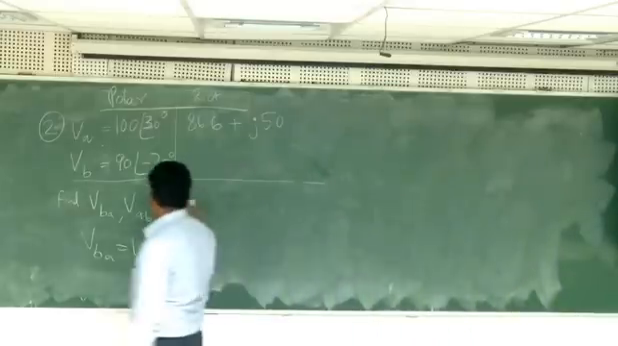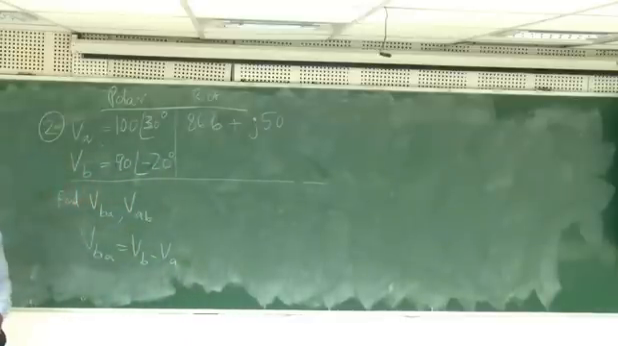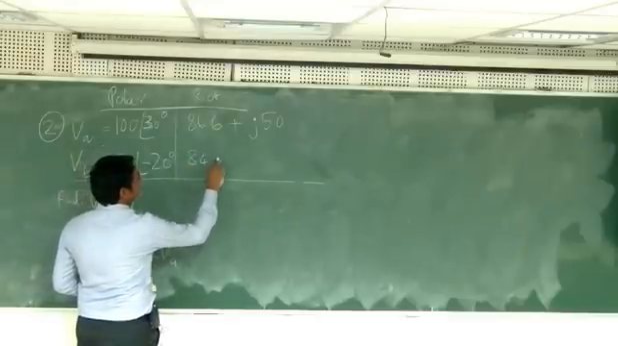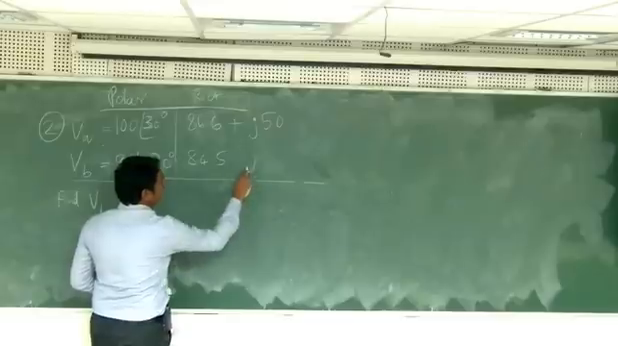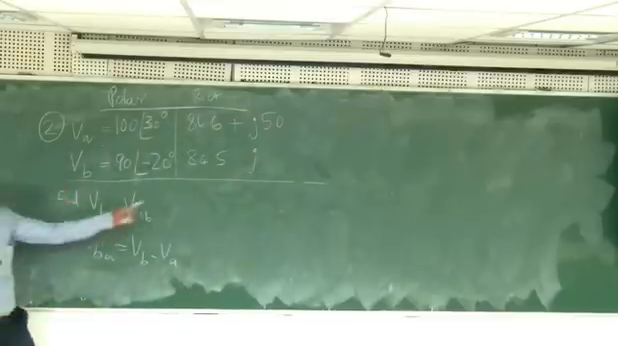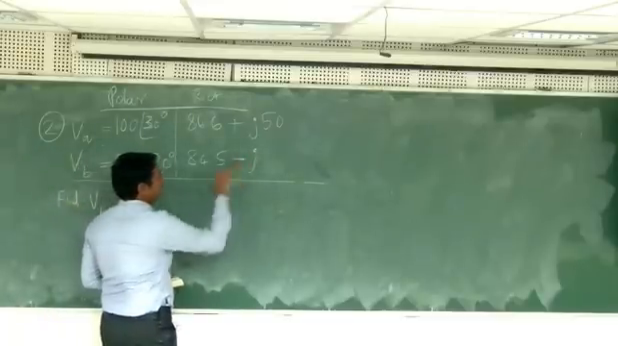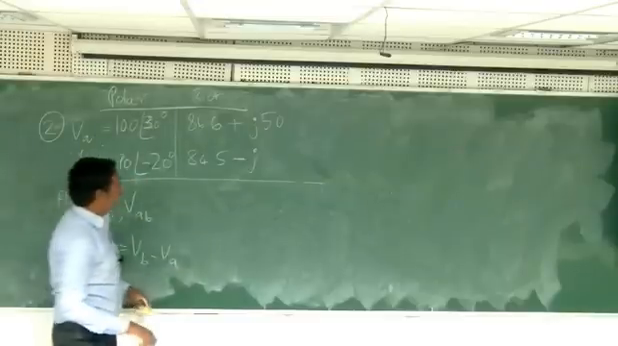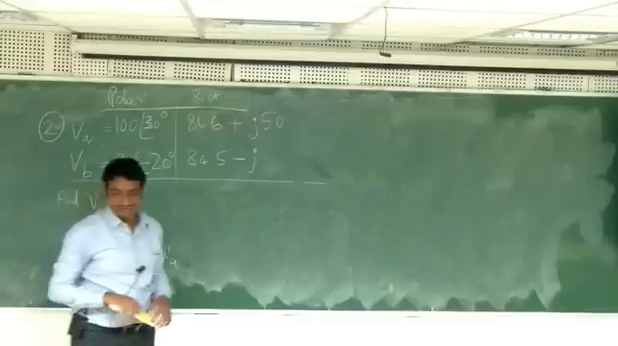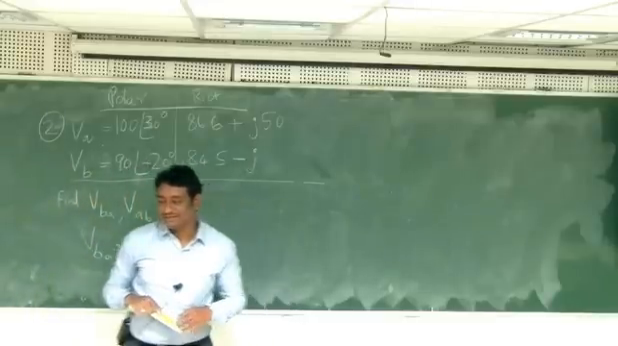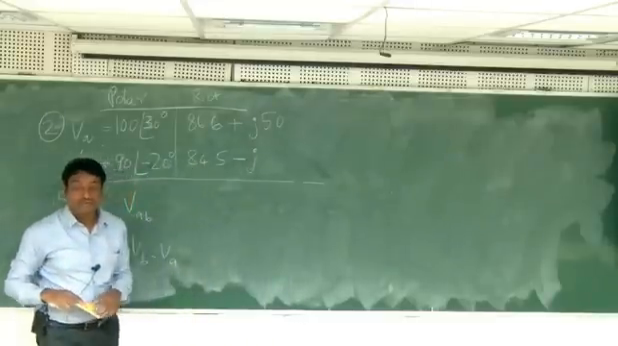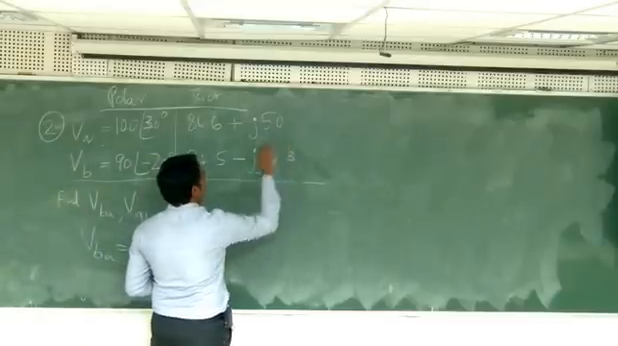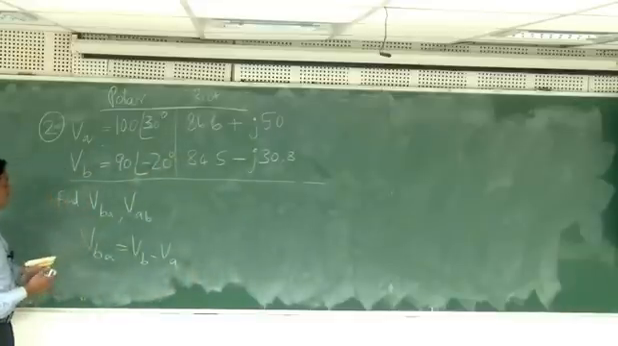What is 90 cos 20? So 84.5. And then this will be J. Now it should be plus or minus? It will be minus, because sine of a negative angle is negative. So what is 90 sine 20? 90 sine 20 is 30.8, since it will be lesser, near to 0.